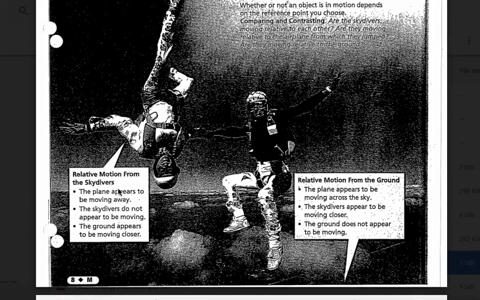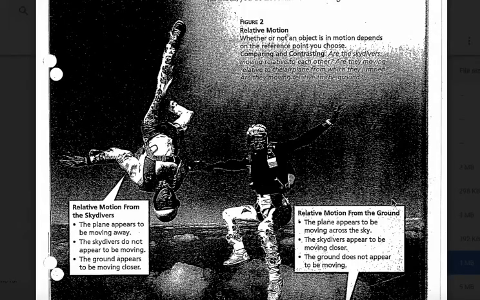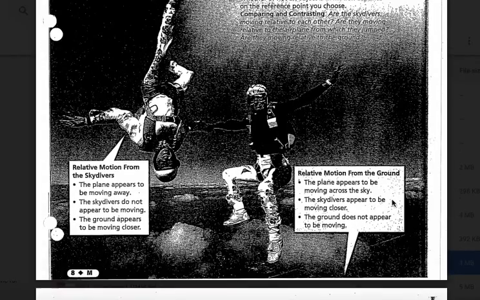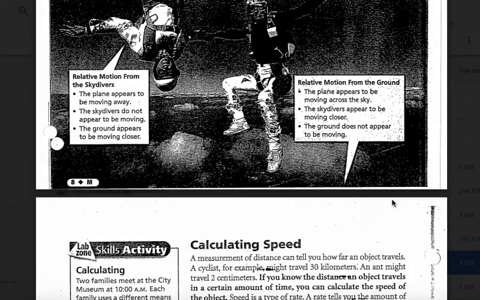To the skydiver, the plane appears to be moving away. The skydivers do not appear to be moving. The ground appears to be moving closer. And compared to the ground, the relative motion from the ground, the plane appears to be moving across the sky. The skydivers appear to be moving closer, and the ground does not appear to be moving at all. So you have to be careful choosing your reference points to figure out what's really moving and what's not.